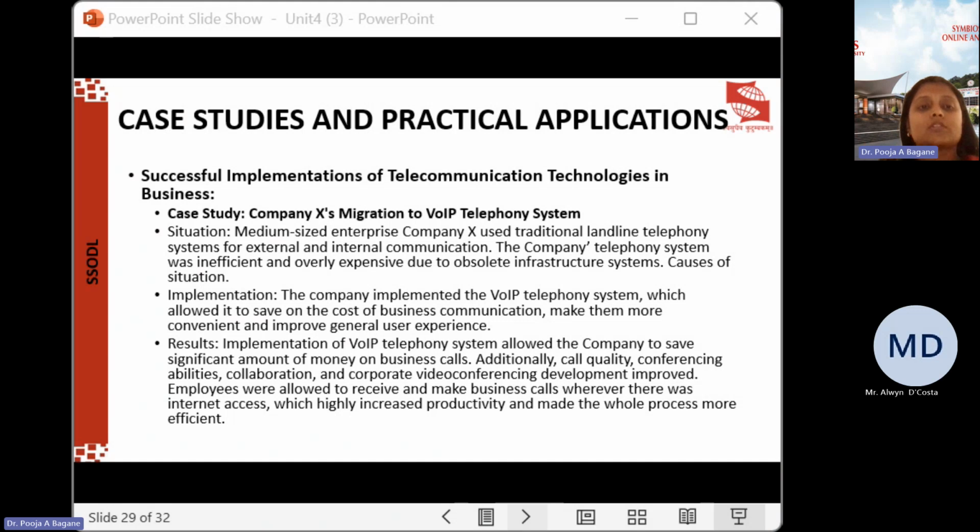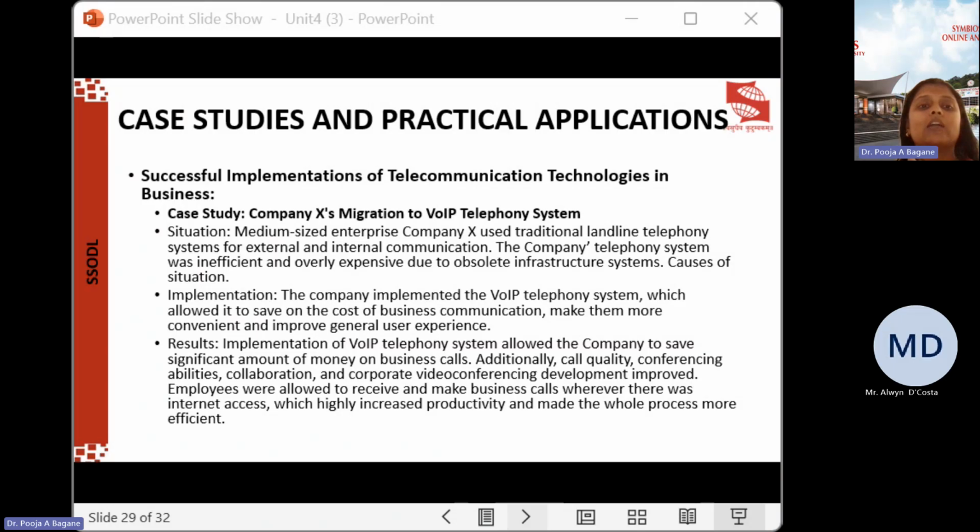Now we are going to discuss some case studies and some practical applications. The first case study is about company X's migration. There is a company X. We need to migrate that company to a VoIP telephone system.